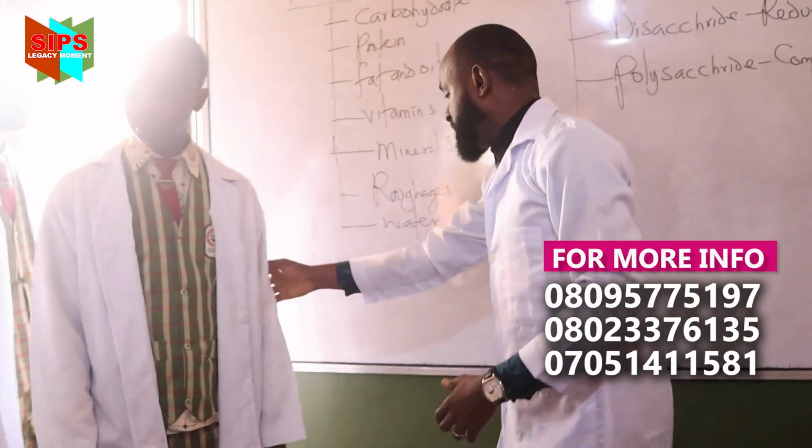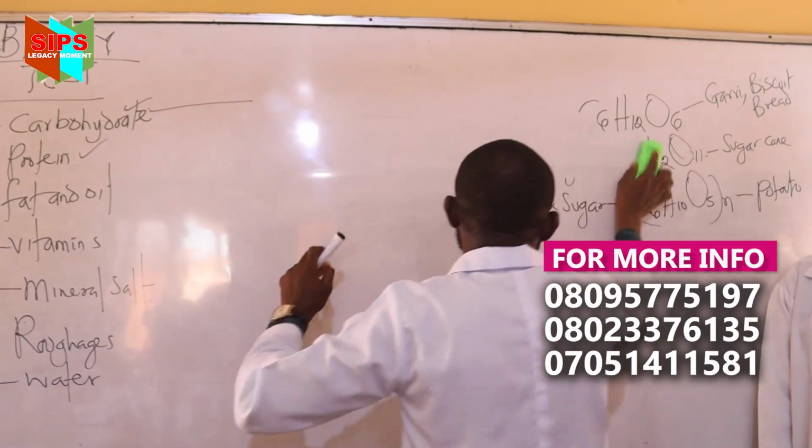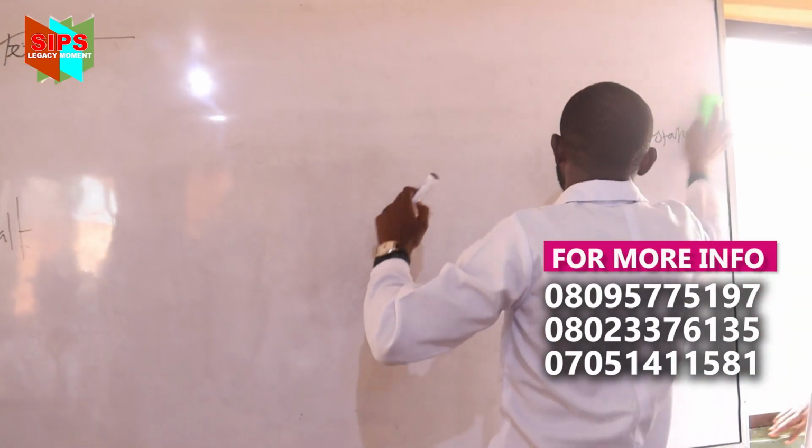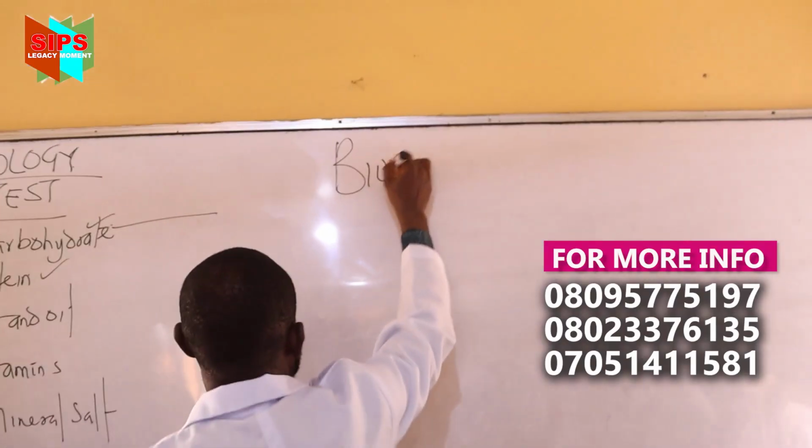Now we go straight to the protein test. For our protein test, we'll do the one called the Biuret test. What's the name of the test? Biuret test. Now let's see for our Biuret test, what is expected to have?